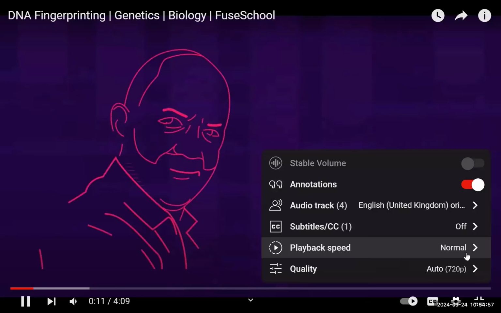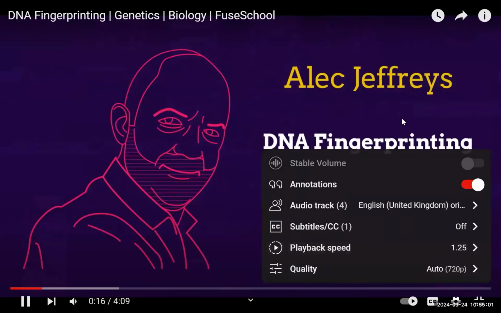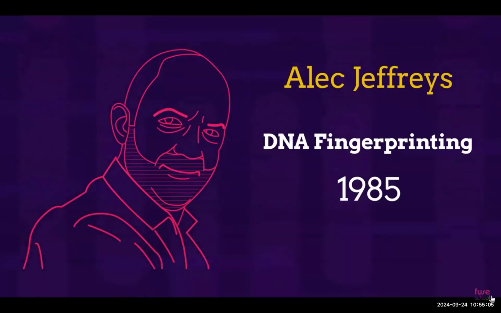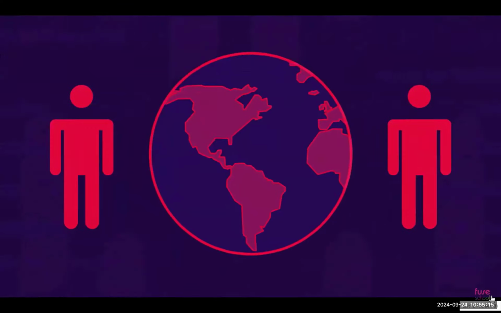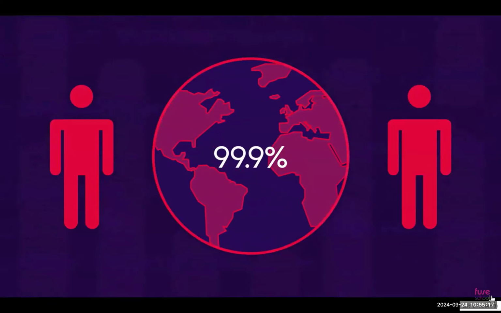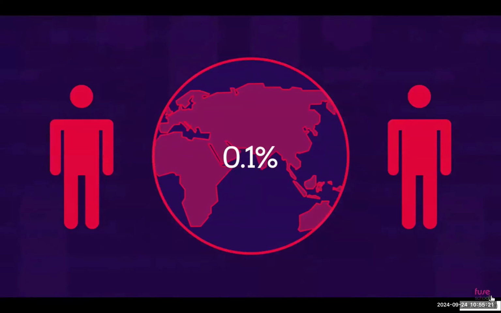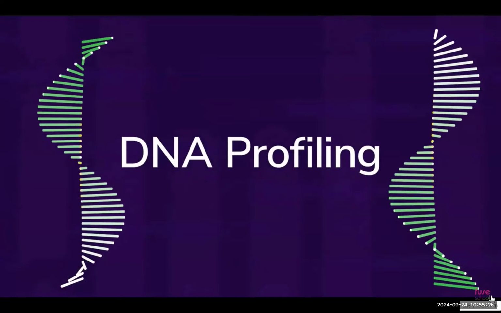What is DNA fingerprinting or DNA profiling? Leicester University geneticist Alec Jeffreys developed a technique called DNA fingerprinting in 1985. It allows DNA samples from different people to be compared to look for similarities and differences. It's used for solving crimes and can also confirm if people are related to each other, like in paternity testing. Any two people in the world have 99.9% of their DNA the same, so this process analyzes the differences in the remaining 0.1%.